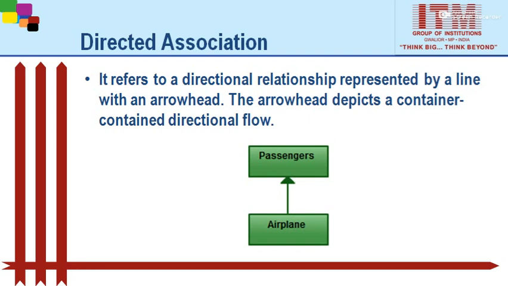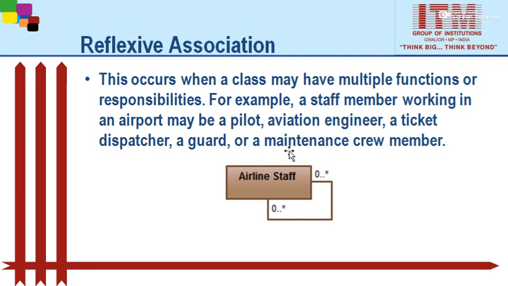Okay. Reflexive association occurs when a class may have multiple functions or responsibilities. For example, a staff member working in an airport may be a pilot, aviation engineer, ticket dispatcher, guard or maintenance crew member as well. Like your teacher, a teacher teaches you, mentors you, guides you, and sometimes plays the role of a counselor also.